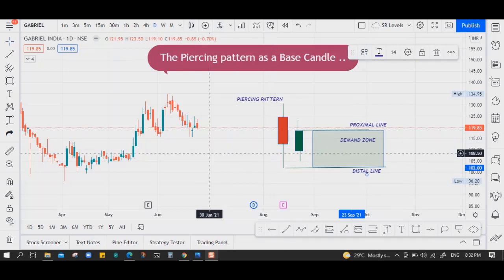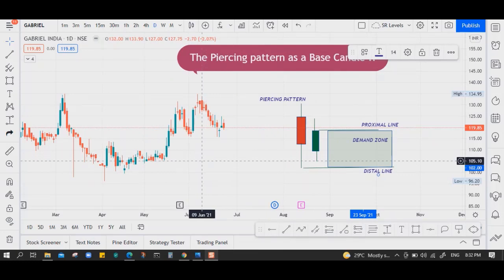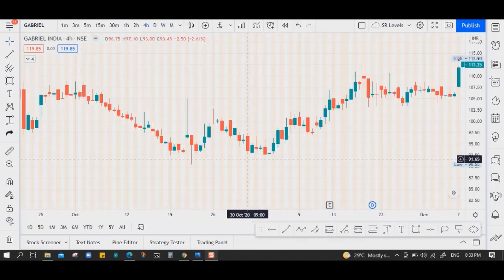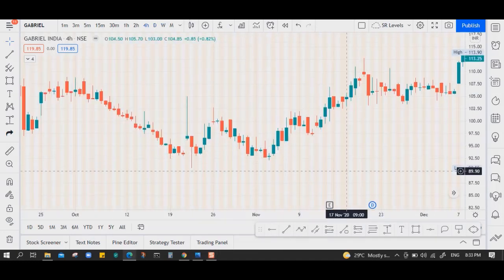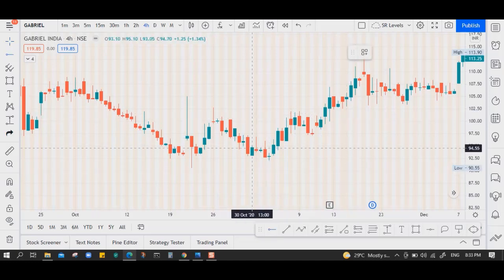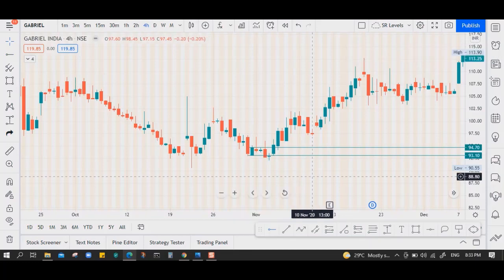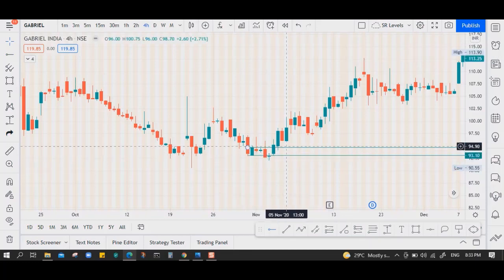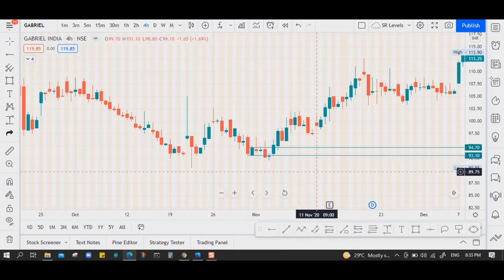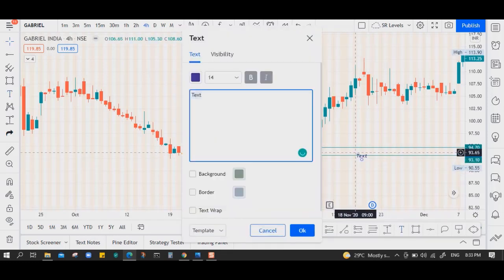Now let us find some real-time examples of this piercing pattern as a base candle. Okay, let me find it for you. So I found the pattern here. Let me draw a proximal line first. So this will be your proximal line and this will be your distal line, right? So this is a piercing pattern, this is a proximal and this is a distal line, and the area in between is a demand zone.